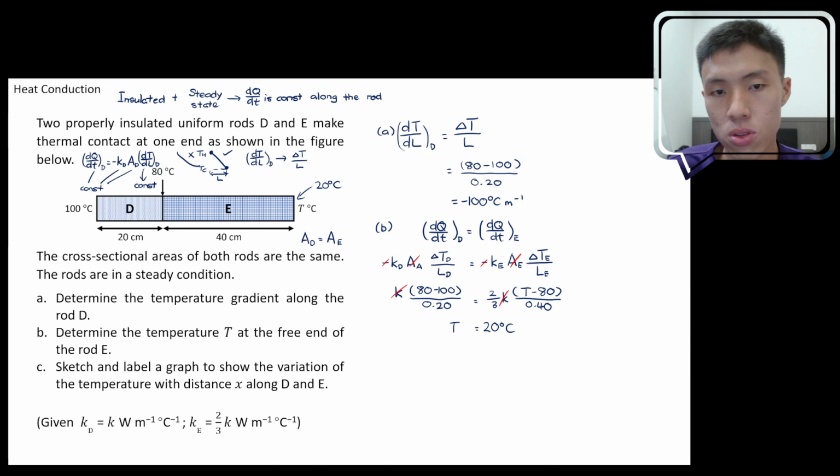So what we can do now is proceed to question C, which asks us to sketch and label a graph to show the variation of the temperature with distance along D and E.